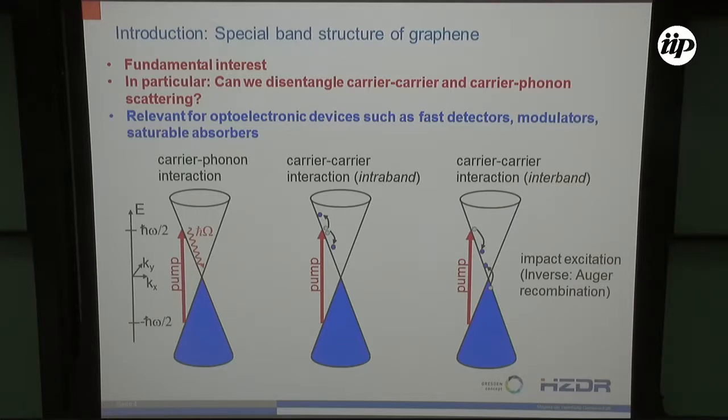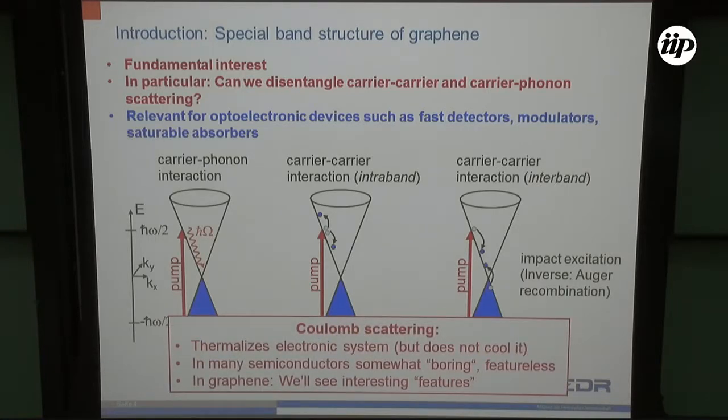So here is a cartoon-like sketch of various interactions like carrier-phonon scattering, carrier-carrier scattering, intraband type, so just within the conduction band. And here we have a Coulomb process where one electron relaxes down here in the conduction band and brings up another carrier from the valence band. So this is impact excitation, and the inverse process would be Auger recombination. So for most of the talk, this process will be the most relevant one, but also this one will play a role, because it's in direct competition.